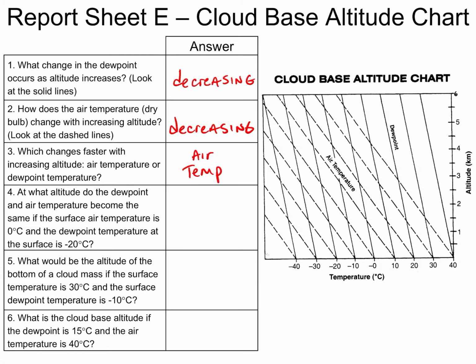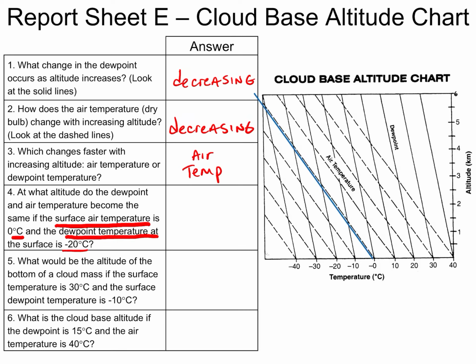Now here are our questions. Number 4: at what altitude do the dew point and the air temperature become the same if the air temperature is 0 and the dew point is -20? For this, we are going to use this chart, because they're asking what the altitude is. You can't answer these questions unless you have this chart. It's not like you could just use your reference table. Take a look, I'm going to show you what I mean.